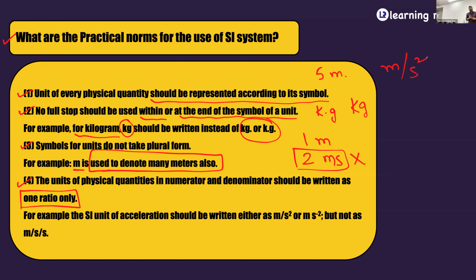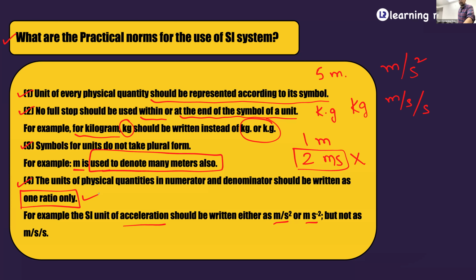You should not write this as meter per second, which is for velocity per second. Don't make this mistake. If you take the acceleration, it should be written as meter per second square or meter second power -2. But you should not write it as meter per second per second. It should be written as a single ratio.